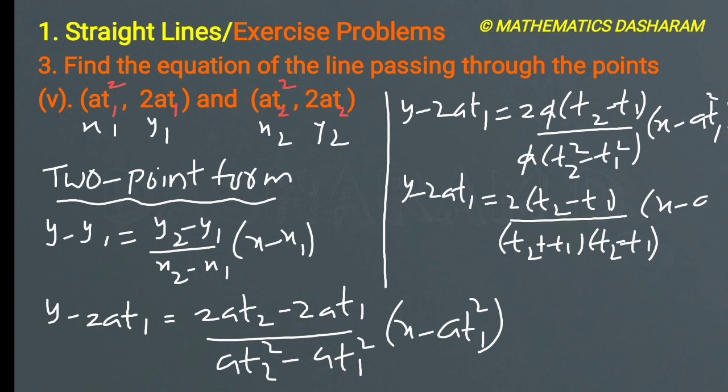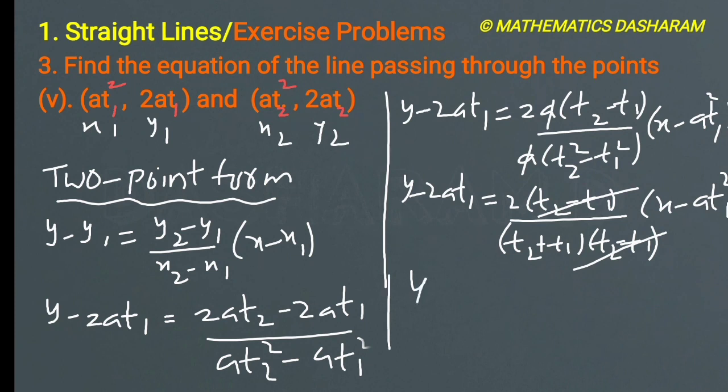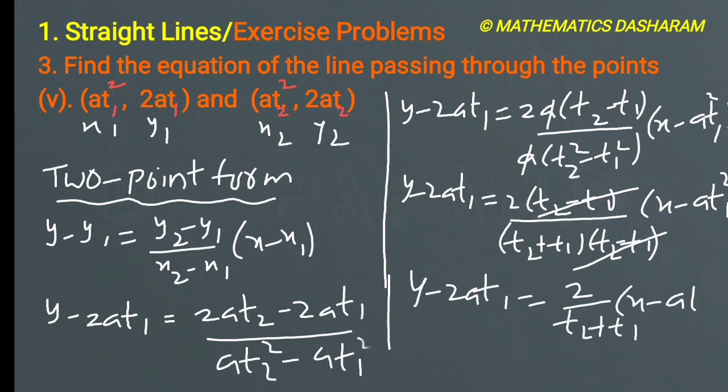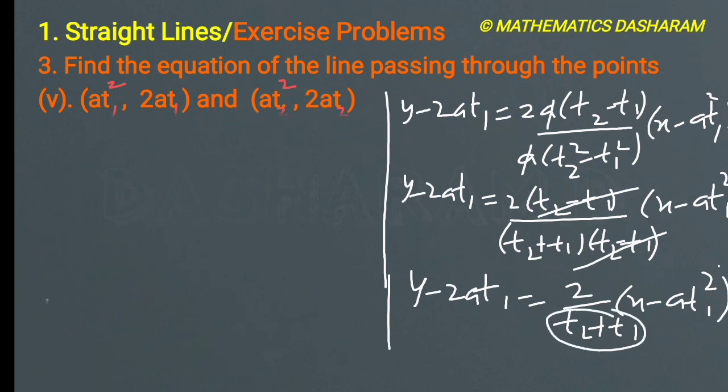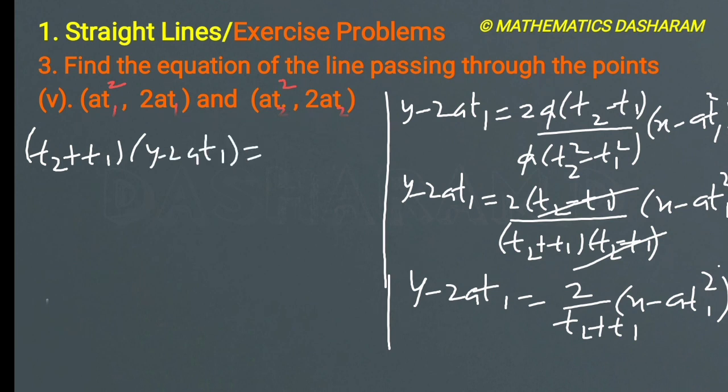So x minus a t1 square. Numerator t2 minus t1, denominator t2 minus t1, both will get cancelled. So y minus 2a t1 equals 2 divided by t2 plus t1, into x minus a t1 square. Now this t2 plus t1 transpose to left side. So t2 plus t1 bracket of y minus 2a t1 equals 2, multiply inside, 2x minus 2a t1 square.